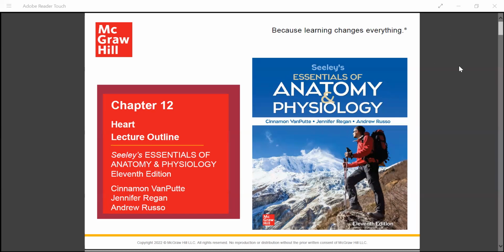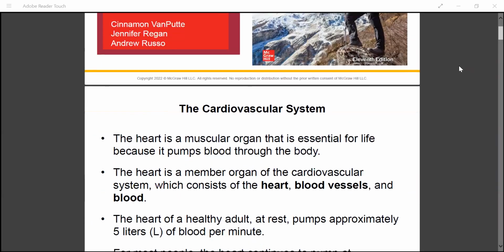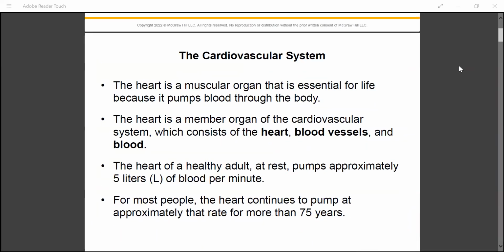All right, so we're going to go ahead and start with the heart in chapter 12. As a reminder, our cardiovascular system consists of the heart, the blood vessels, and the blood itself, which we talked about last chapter. Our heart is a big muscle made up of cardiac muscle that's essential for life. Obviously, it pumps the blood through our body, and that contains everything that we need for our cells to survive: oxygen, glucose, and all the other nutrients that we travel with.